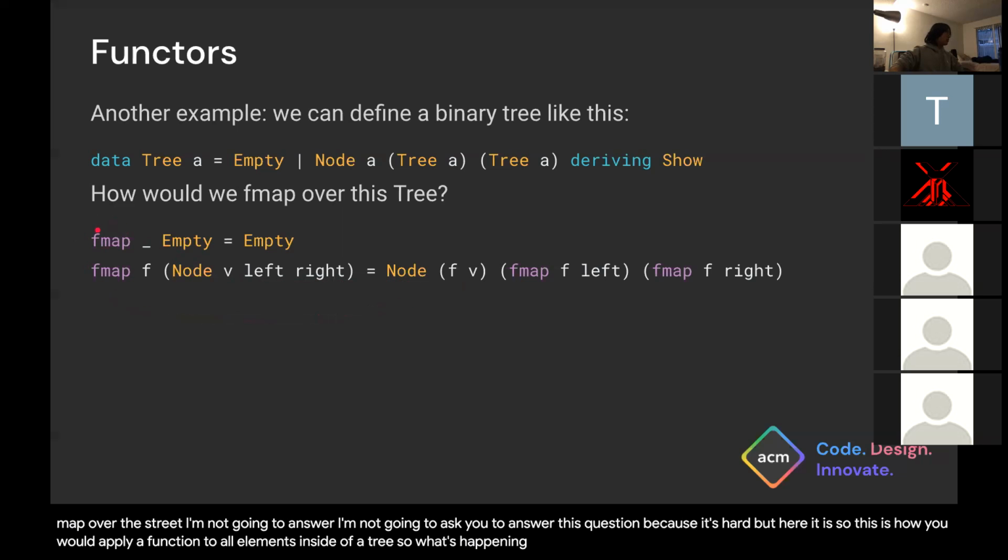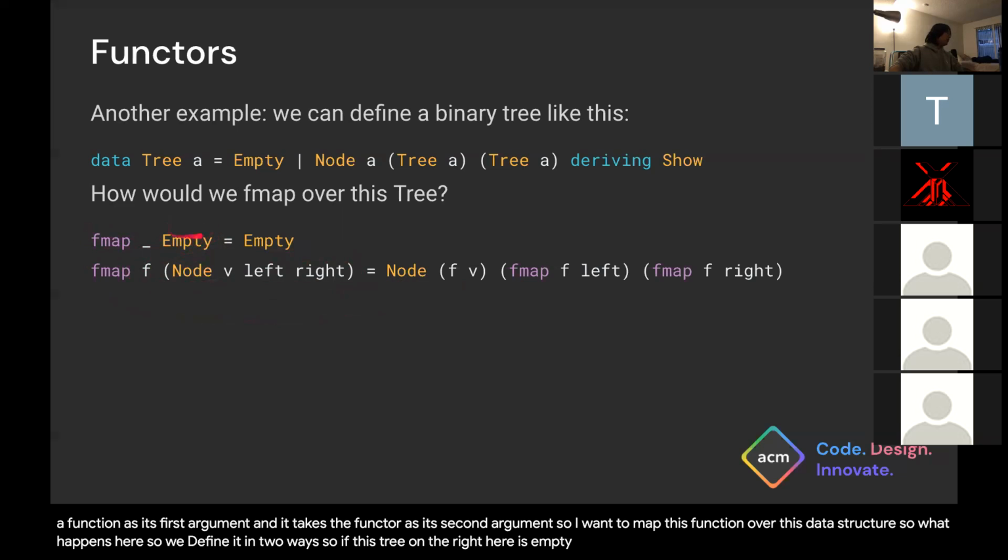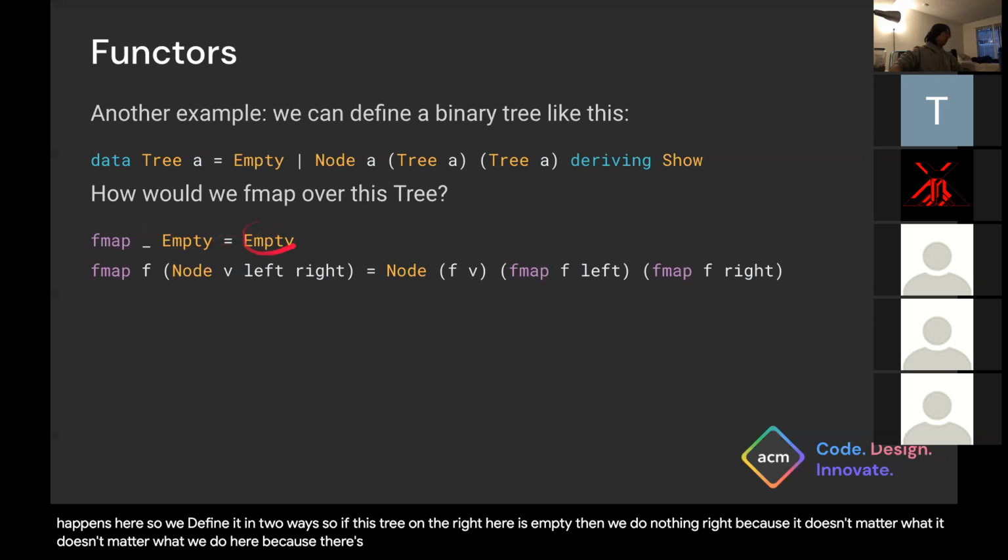So what's happening here? fmap is a function that takes two arguments. It takes a function as its first argument, and it takes the functor as its second argument. So I want to map this function over this data structure. We define it in two ways. If this tree on the right here is empty, then we do nothing, right? Because it doesn't matter what we do here because there's nothing to map over. So we just don't do anything.